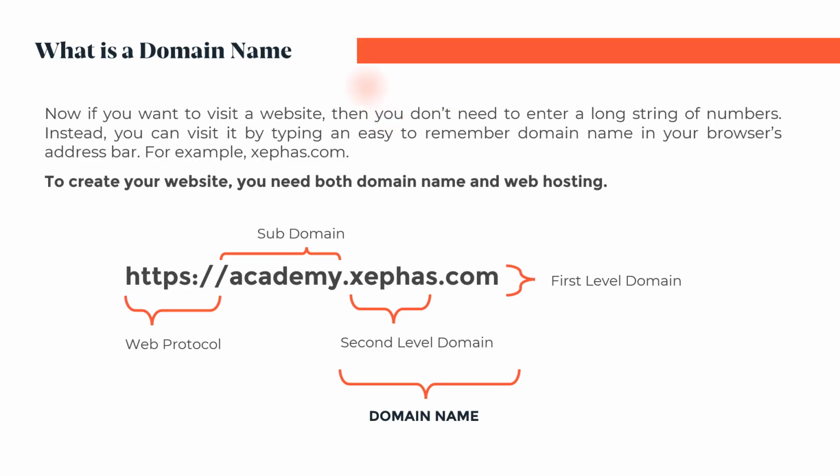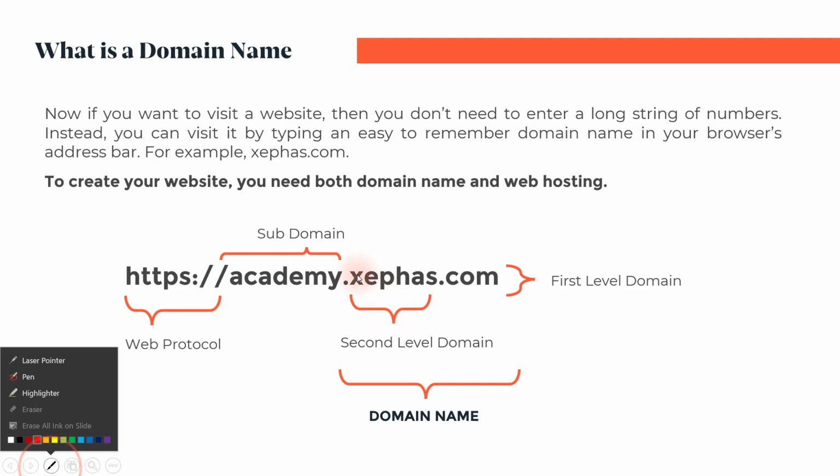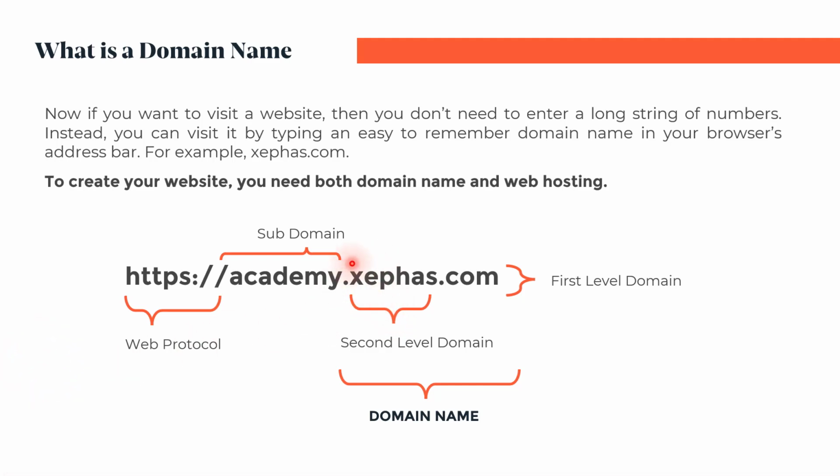So cephas.com is your domain name, while academy.cephas.com is a subdomain under cephas.com. But whatever you'll be registering will be cephas.com or similar. For this first level domain, we also have different types. We have .com, .org, .net, .edu, and so on. In the next lesson, we'll be talking about the types of domain name.